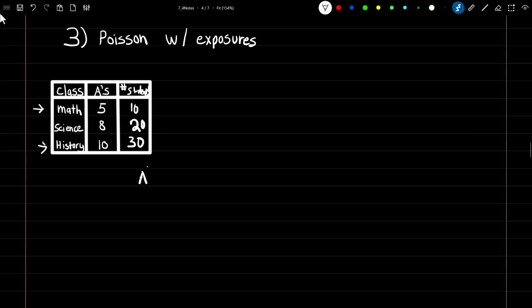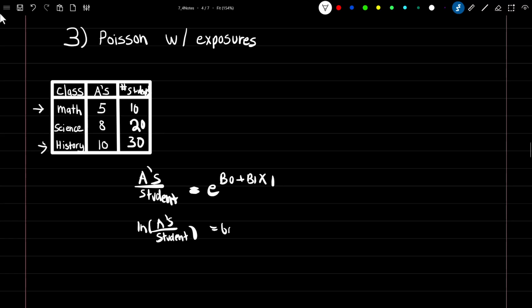So what we're essentially doing is we're saying the number of A's per student now instead of just A's, and this is going to be equal to, and again our same function for a Poisson distribution, e to the beta 0 plus beta 1 x1. So now if we want to find the link function of this, we take the log of both sides. So our log of A's over student is going to be equal to our beta 0 plus beta 1 x1, and this is the same thing as the log of A's minus the log of student is equal to our beta 0 plus beta 1 x1.